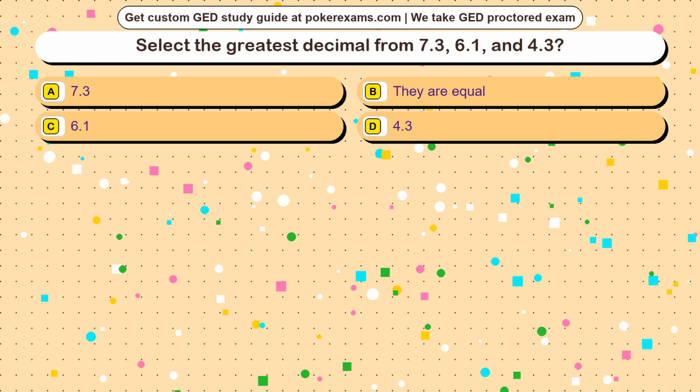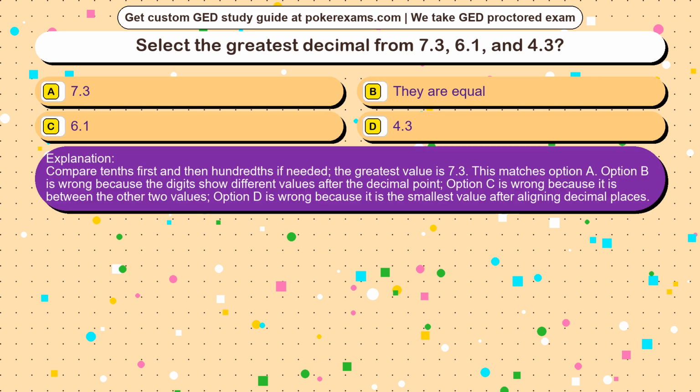The correct answer is option. Compare tenths first and then hundredths if needed. The greatest value is 7.3. This matches option A. Option B is wrong because the digits show different values after the decimal point.